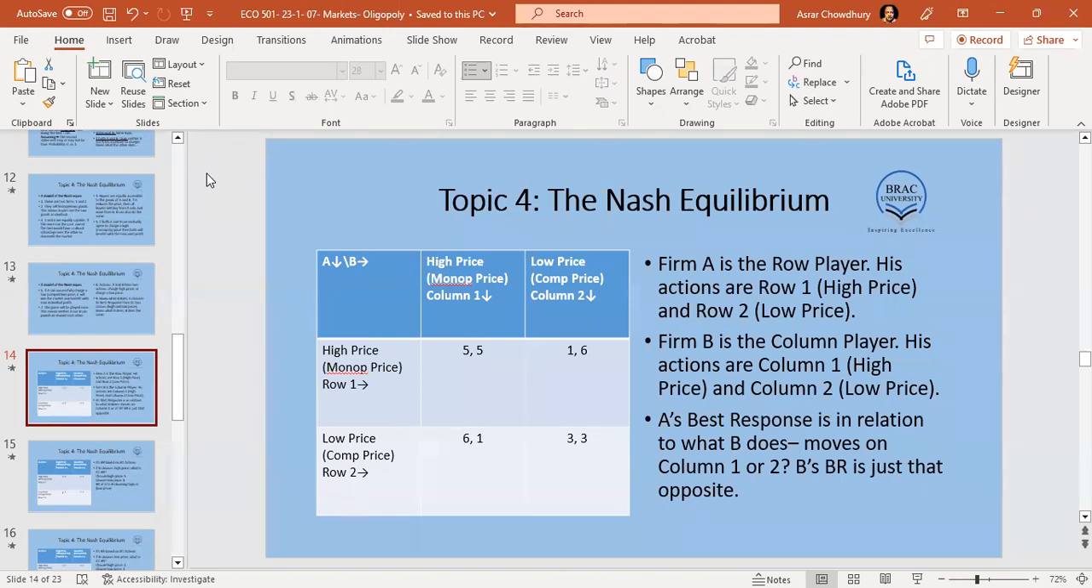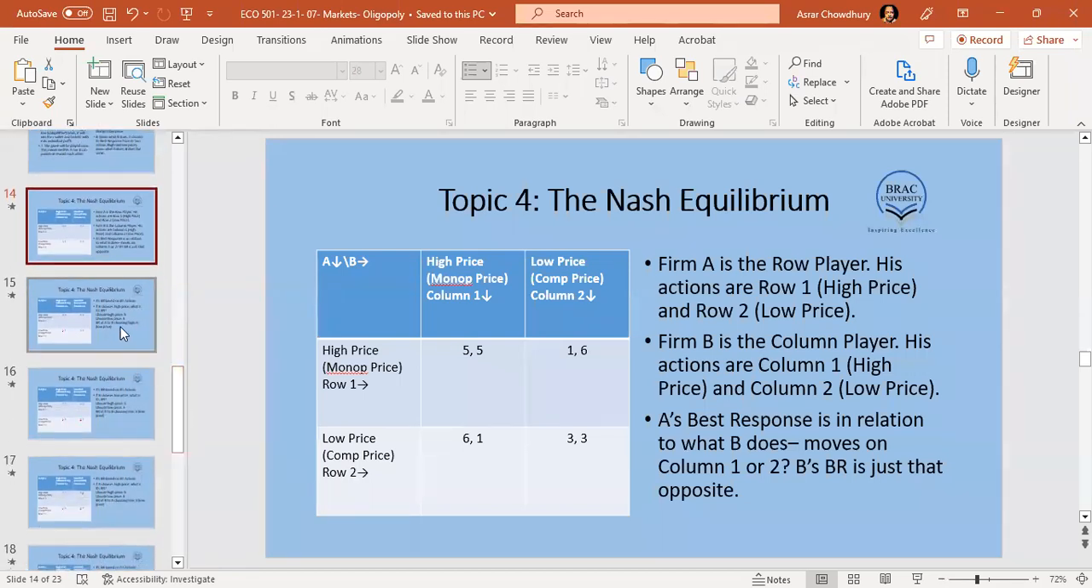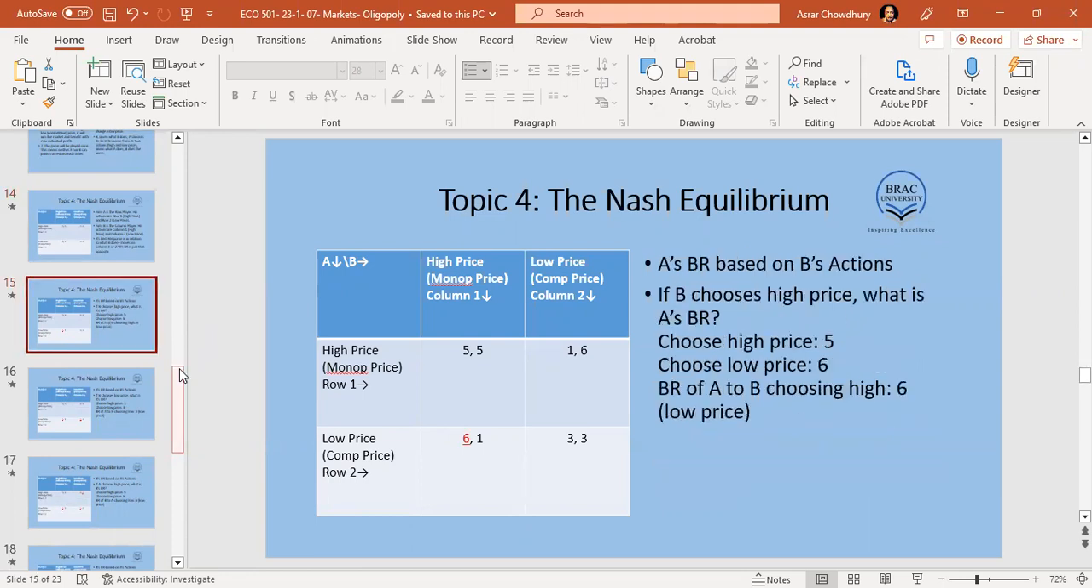আচ্ছা, similarly if firm A charges low price, row 2, firm B charges high price, then they meet over here, 6/1, তাই তো? জি। Okay, lovely. এখন আমরা এতে আসি। When A calculates his best response, it is based on what he thinks B will do. তাহলে আমরা আগে A এর best response টা দেখি। A's best response is based on B's actions. If B chooses high price, what is A's best response?